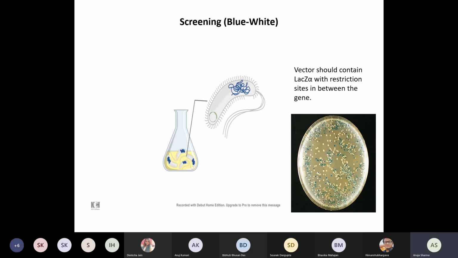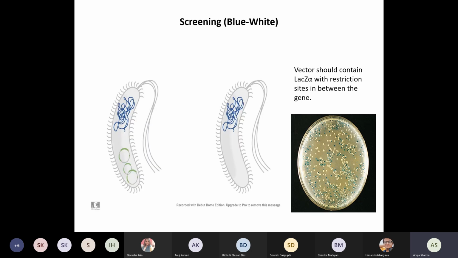So there are different methods of screening. One is blue-white screening. The transformation efficiency is low, and that is why some of the bacteria have not taken up the plasmid. But this problem could be solved easily.